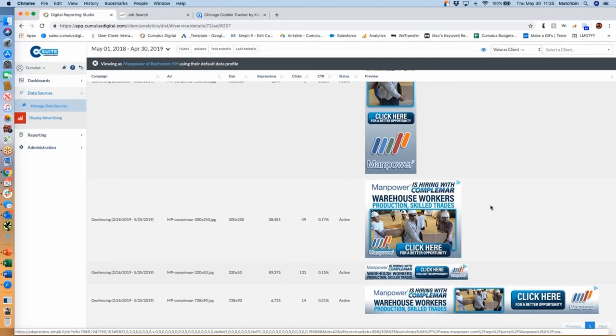So if we're retargeting somebody, and they keep seeing the same banner ad, we want to get a new look on there. That's why with Manpower of Harrisburg, we showed you two different sets of creatives, because after the first month or two, we actually got a new look on there. We changed out the image, the color, the layout, just to kind of get a new look on there to avoid that banner blindness that a lot of people get.